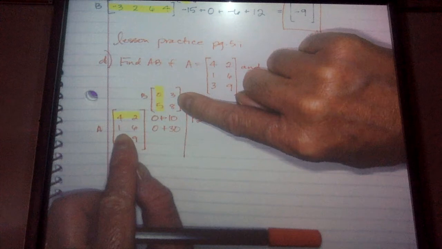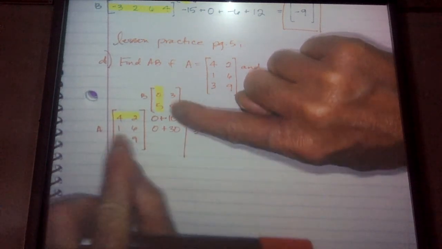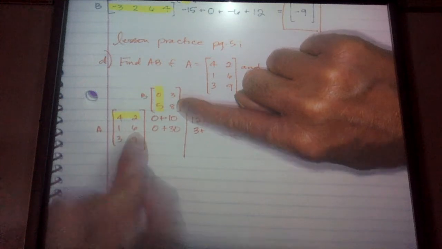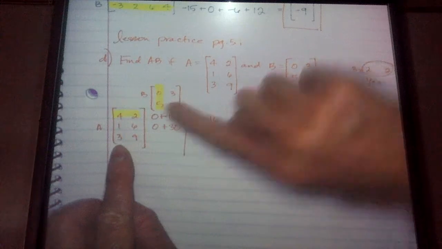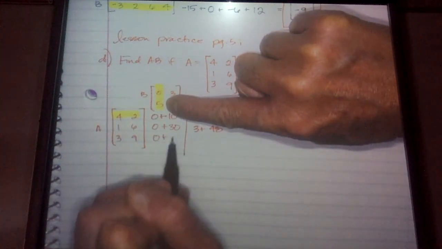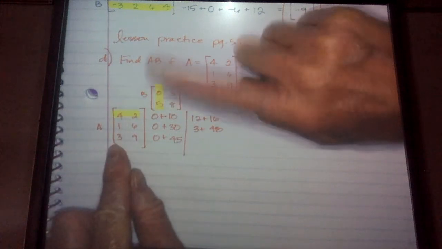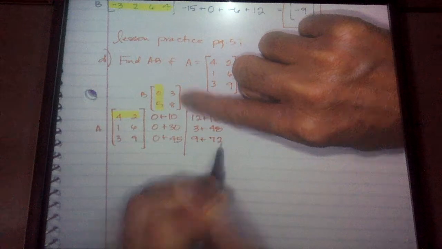Now to column 2. First two numbers is 1 times 3 plus, point to the second number in each one, 6 times 8 is 48. Last row, 3 times 0 plus 9 times 5. Second column, 3 times 3 plus 9 times 8.